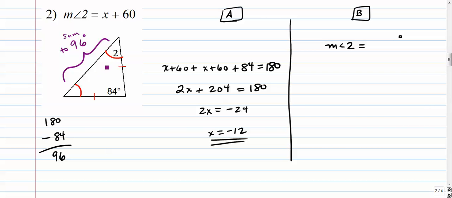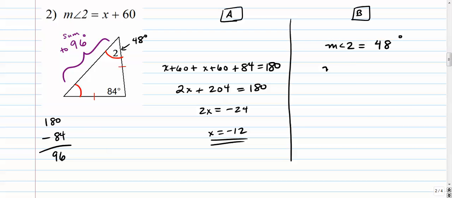Since they're the same, it's simply going to be 96 divided by 2, which is 48. So strategy B is to figure out the actual measure of angle 2, which is 48 degrees. All right, we can check that quickly. 48 and 48 is 96, and 84 is 180.